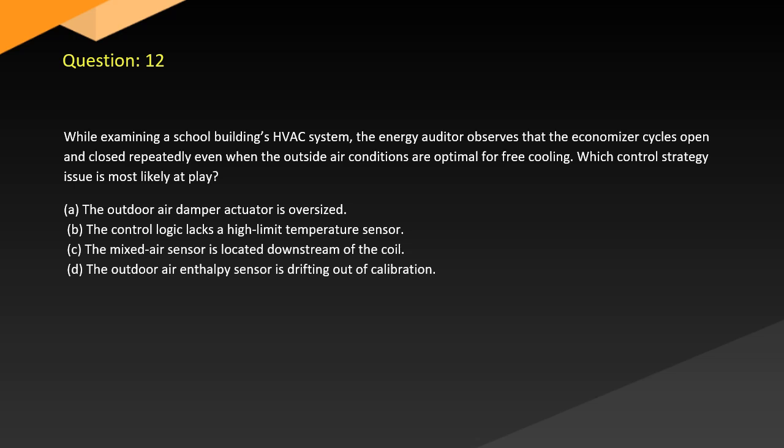Question 12. While examining a school building's HVAC system, the energy auditor observes that the economizer cycles open and closed repeatedly even when the outside air conditions are optimal for free cooling. Which control strategy issue is most likely at play?